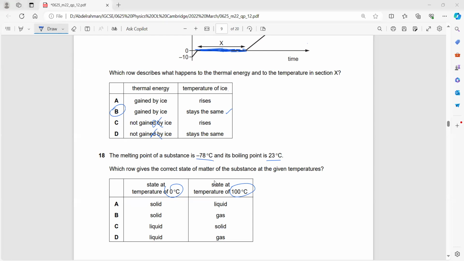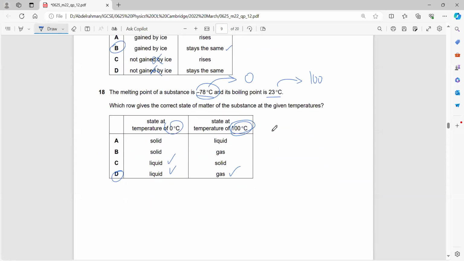Yes, definitely. Thank you. At 0 degrees, it would be a liquid. Why? Because 0 degrees is above the melting point, so it will be a liquid. At 100 degrees, which is above the boiling point, it's a gas. So it would be D. Any questions?